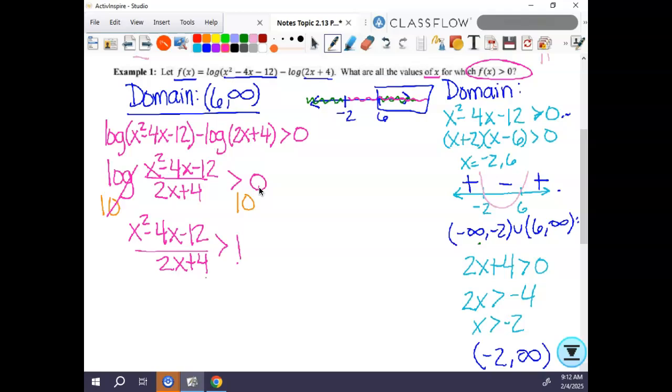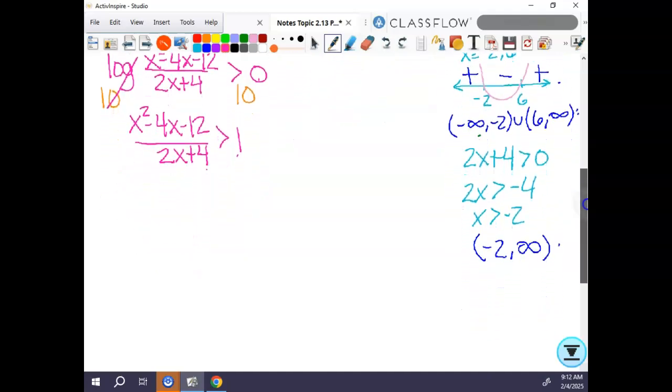All right, so now the rest is algebra, okay? I've got to figure out what this is, be able to solve for my x here. So I need to get rid of my denominator. I'm going to multiply both sides by the denominator. Since this is 1, I don't have to worry so much about it. But if it was 100, I would have to make sure that I distribute it, right? So just keep that in mind. All right, so this is going to become x squared minus 4x minus 12 is greater than 2x plus 4.